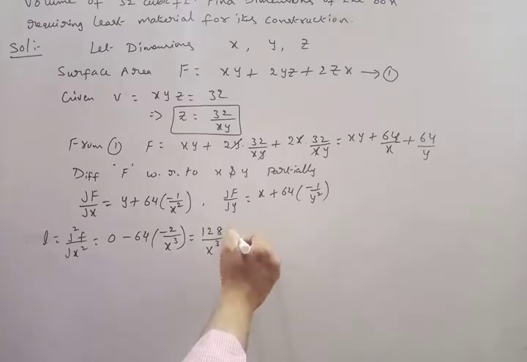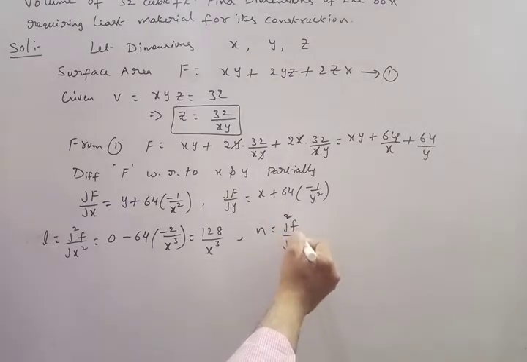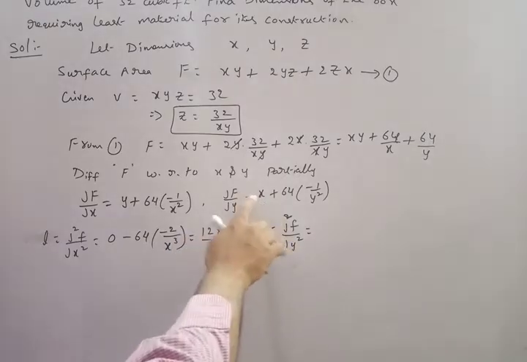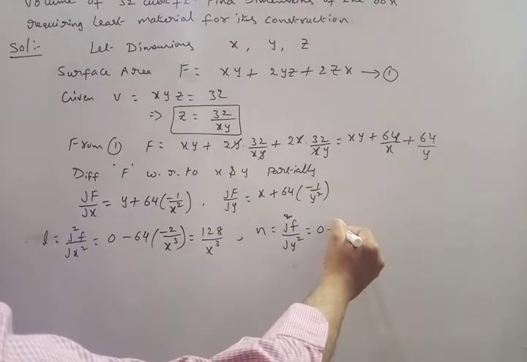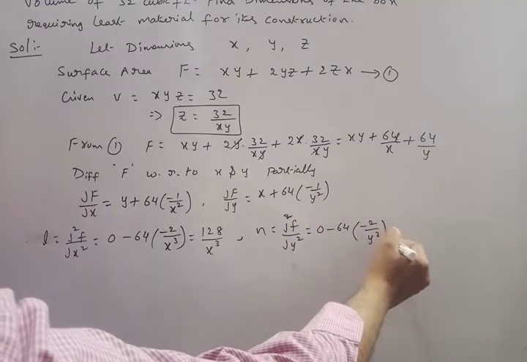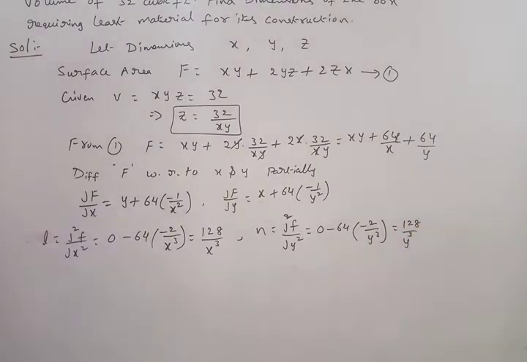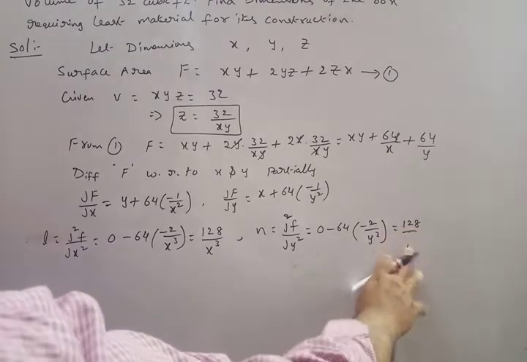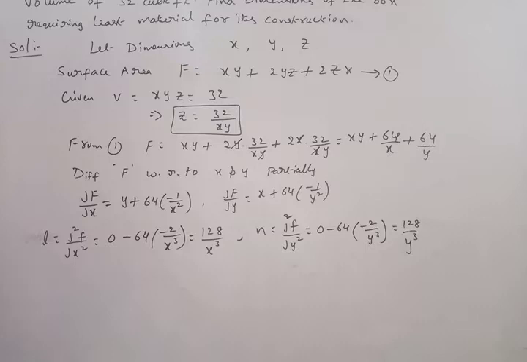Now similarly calculate N. N is what? ∂²f/∂y². There is no y here, 0. So plus into minus, minus 64. 1 by y square differentiation is what? Minus 2 by y cube. So total how much I get here? 128 by y cube. So that is the value of N.